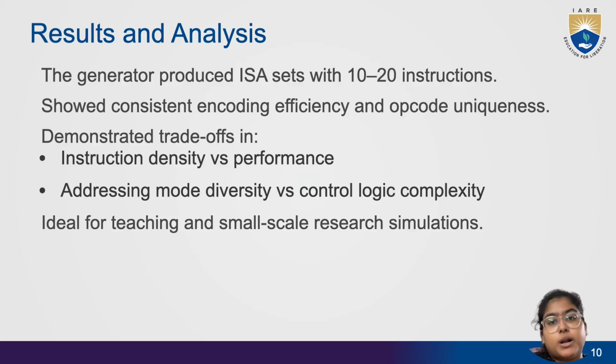After running the generator multiple times and analyzing the outputs, I found that it consistently produced balanced instruction sets with a medium level of complexity, typically 10 to 20 instructions. Each instruction had unique opcodes and addressing modes, confirming correct functionality. The generated ISAs showed realistic encoding density and opcode distribution, making them highly suitable for performance analysis or for comparing RISC or CISC design philosophies.